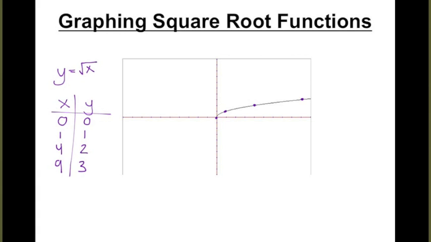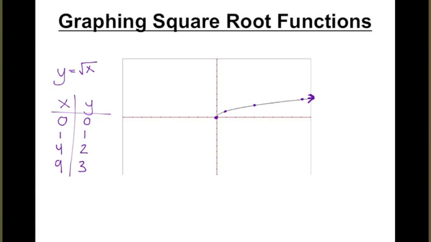Okay. This function has an endpoint. It does not go on forever in both directions. It stops at that (0, 0) point. That's the end of it. It doesn't go anywhere past there. It does go on forever in the other direction, because I can plug any positive number into this function. So it will keep on going over sideways to the right, but it stops at that (0, 0) point, because it can't go into negatives.